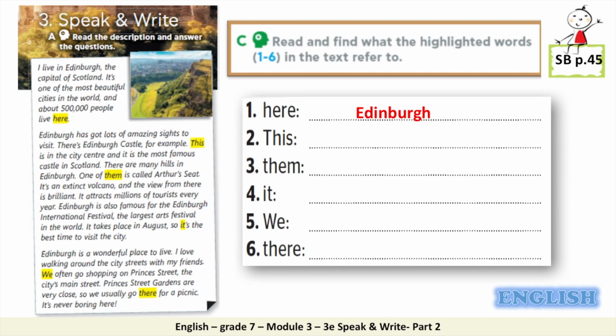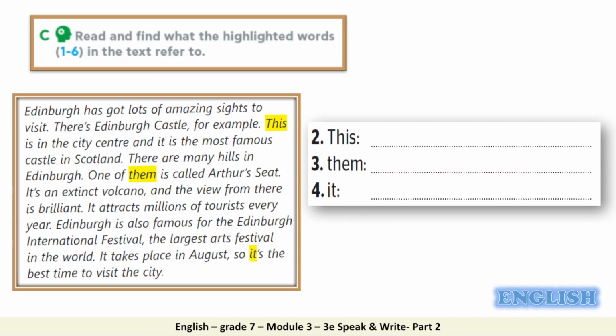Welcome back. Are you done? Let's check your answers. Number 2. What does this refer to in the sentence, "This is in the city centre and it is the most famous castle in Scotland"? Now it's important to read the sentence that came before this one as well to find the answer. There's Edinburgh Castle, for example. So the correct answer would be Edinburgh Castle.